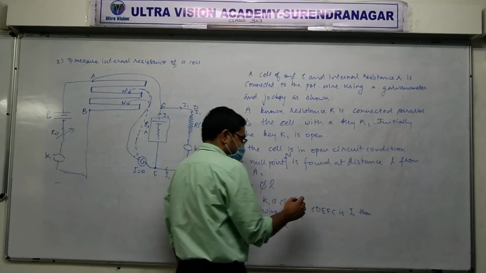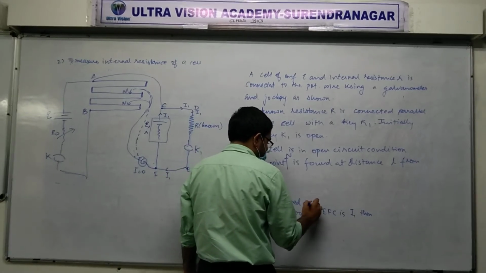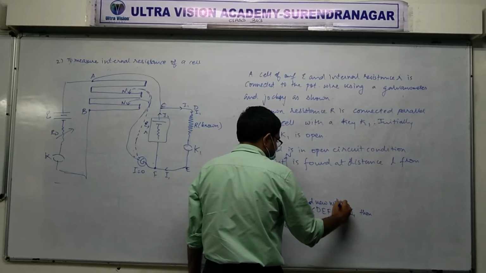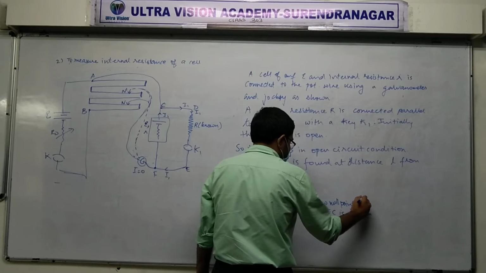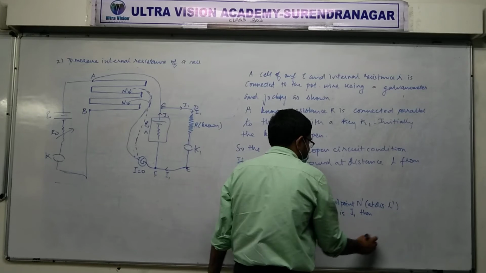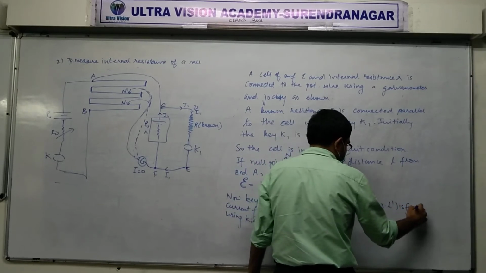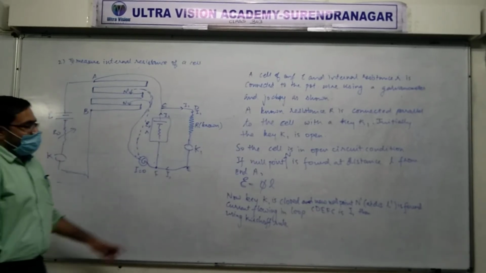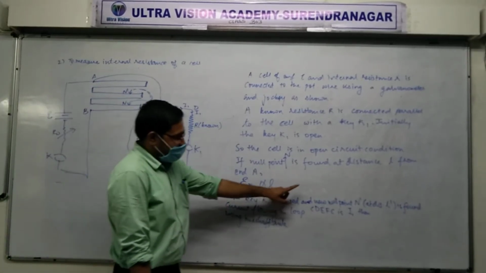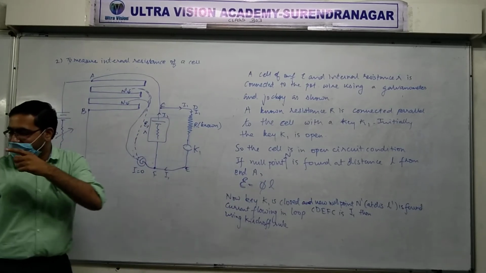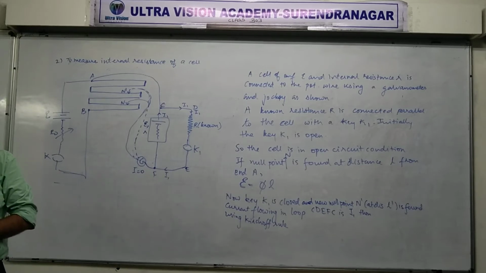Now key K1 is closed and a new null point N dash is found at distance L dash. Sorry to make it clumsy for you all. Method clear or not clear? Now the second case has started.